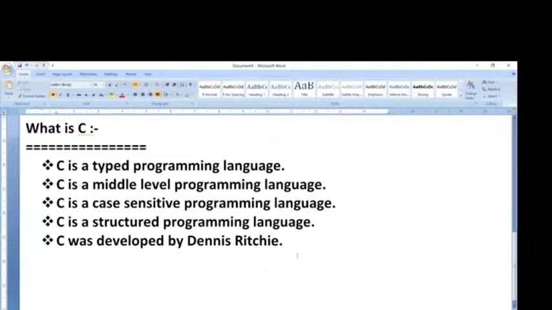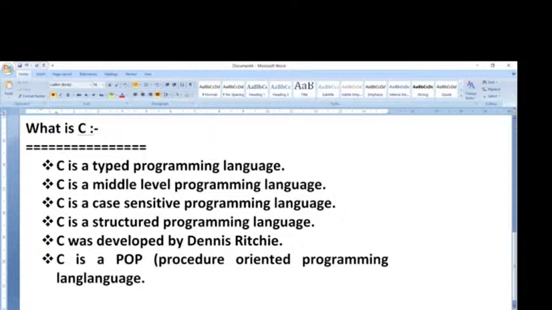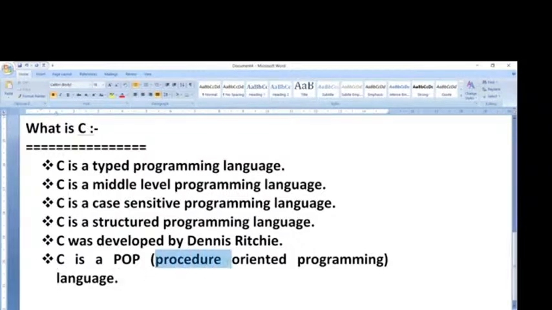Friends, there is one more point: C is a POP language. POP means procedure oriented programming language. C is a procedure oriented programming language. What is the meaning of procedure oriented programming language? It means it gives more priority to procedure. It won't give any priority to object.